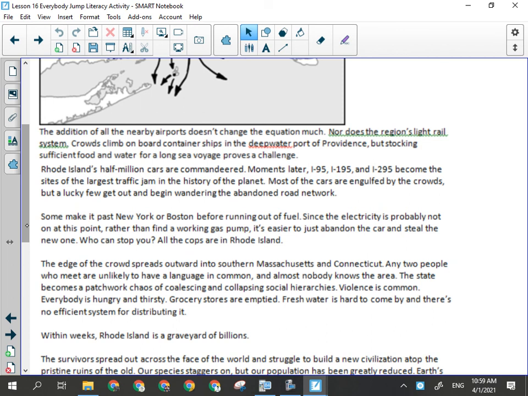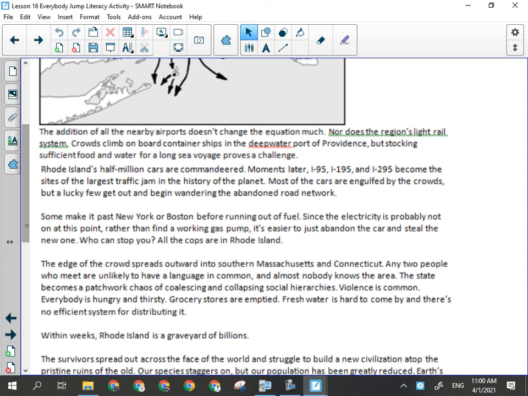some make it past New York or Boston before they run out of fuel. Since the electricity is probably not on anymore, there's no way to get a gas pump to work. So you can't refuel, but that's fine. You can just steal a car because there's no police around. They're all in Rhode Island jumping. Okay, so you just get another one. Okay, the edge of the crowd spreads outward into southern Massachusetts, Connecticut.